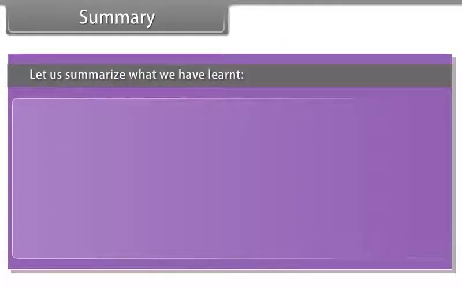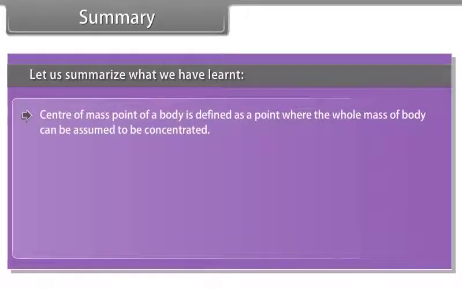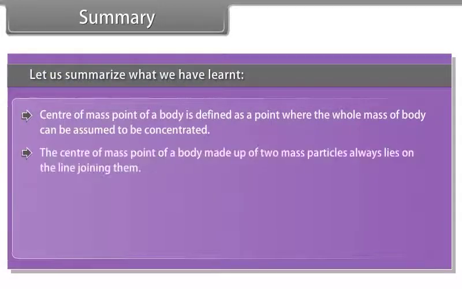Summary. Let us summarize what we have learnt. Center of mass point of a body is defined as a point where the whole mass of the body can be assumed to be concentrated. The center of mass point of a body made up of two mass particles always lies on the line joining them.